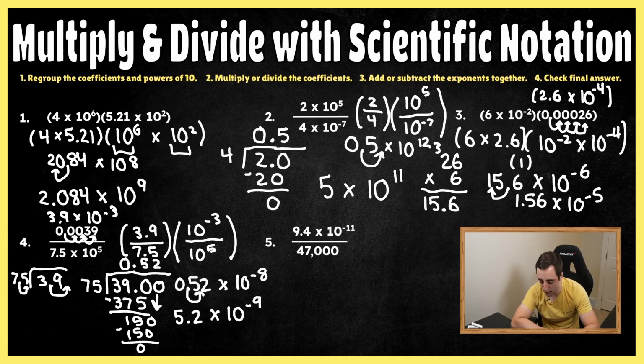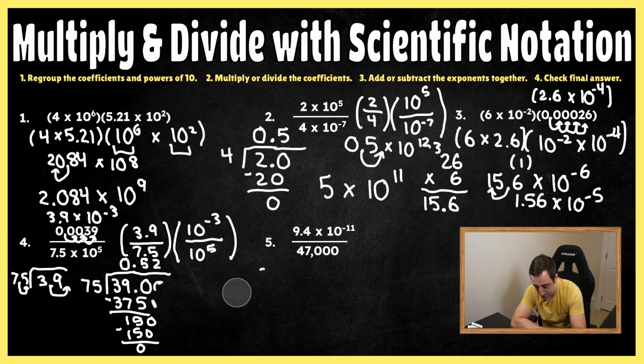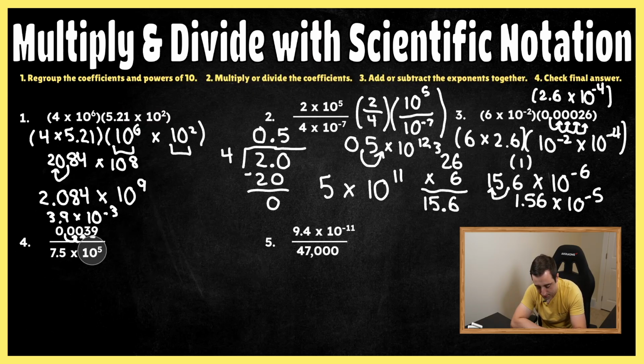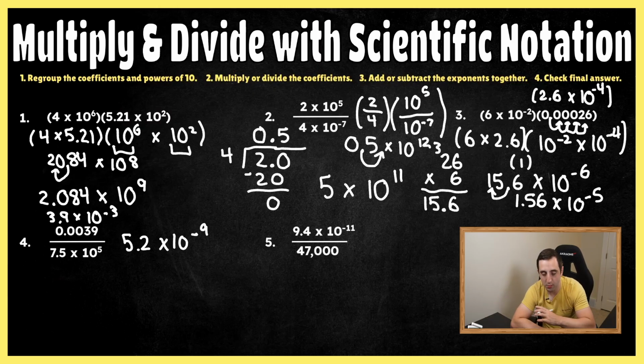For our final answer for number 4, I'm just going to erase this so we have some space for number 5. So let's get rid of all this. And this was 5.2 times 10 to the negative 9th. And now on to our last one before we move to the practice session where you try 5 out on your own. So let's go ahead and adjust our denominator.